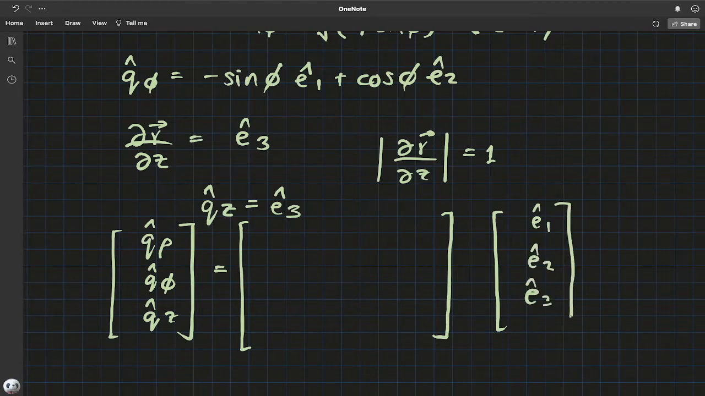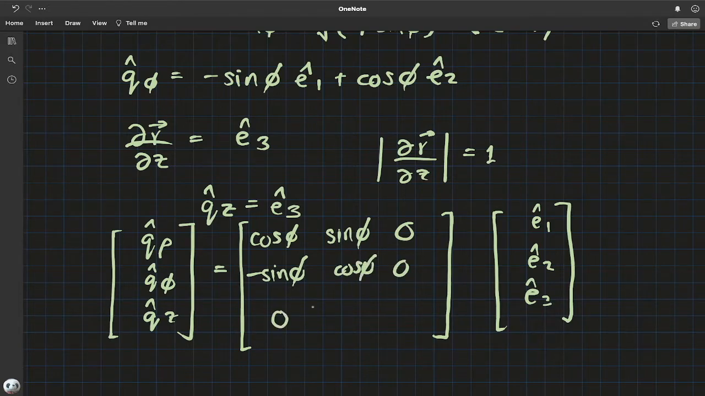If you observe closely, noticing what linear combination is going on, you'll notice the first row here is cosine phi, then a sine phi and a 0, then a negative sine phi, cosine phi, 0, and then the last row is 0 0 1.